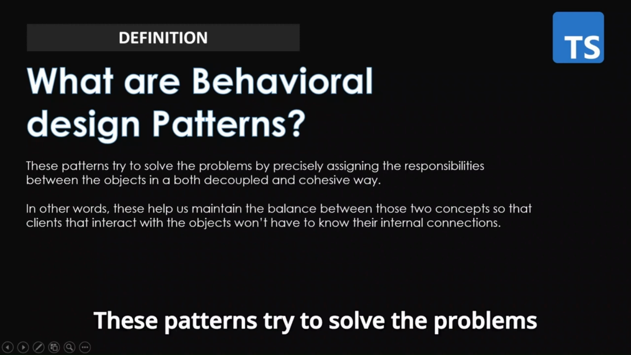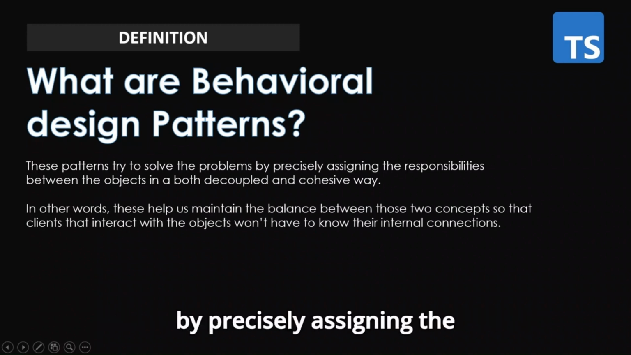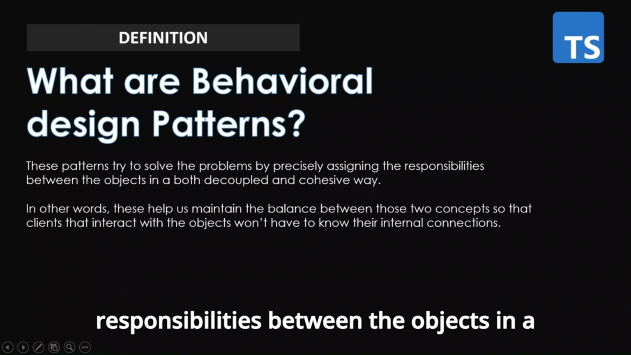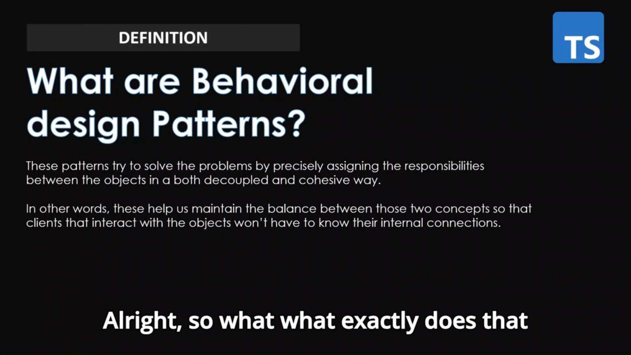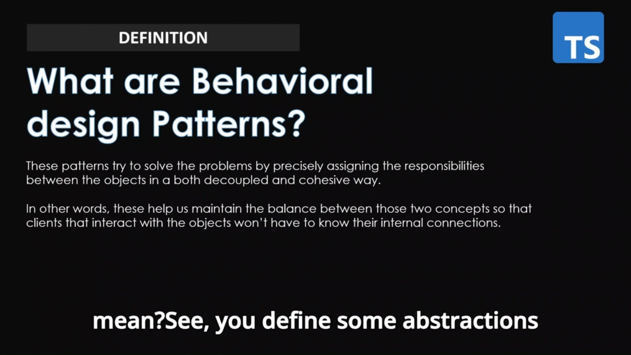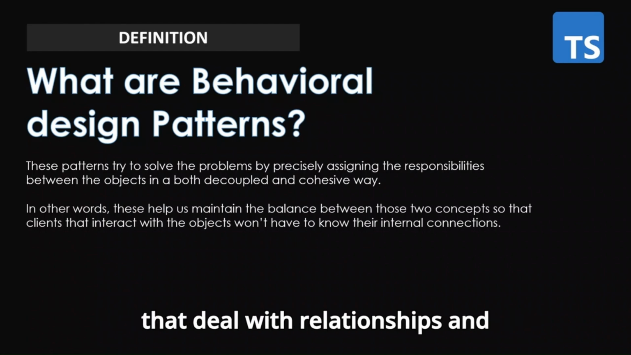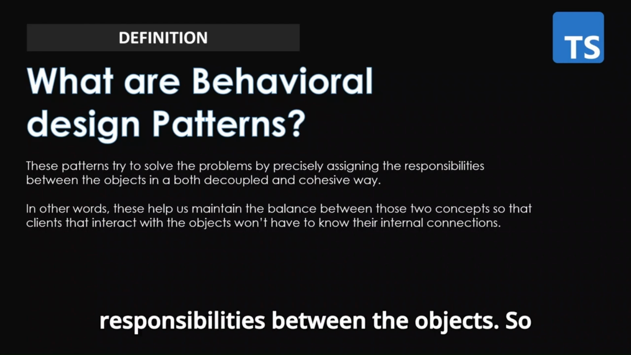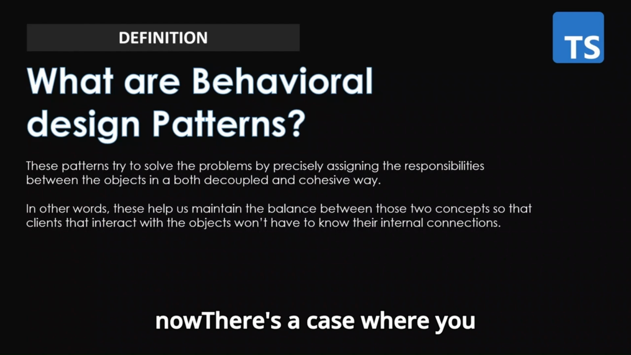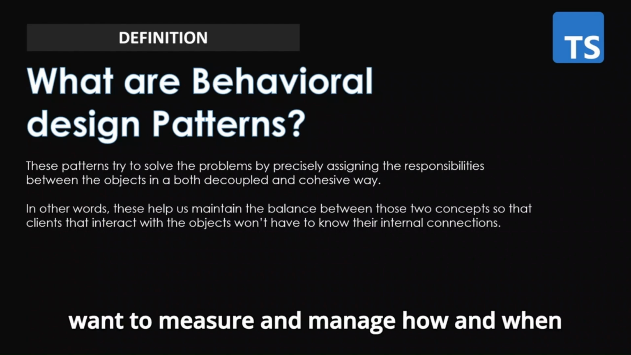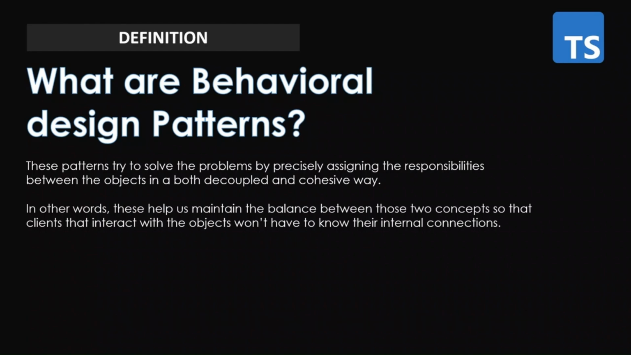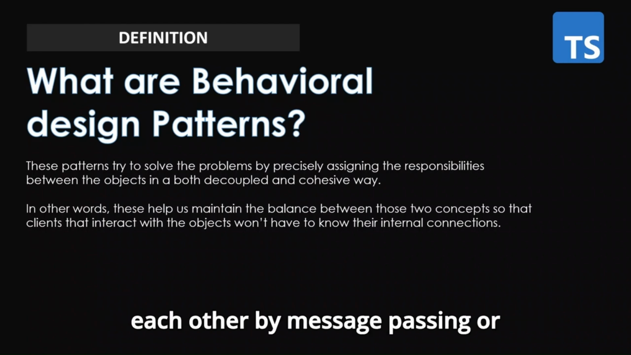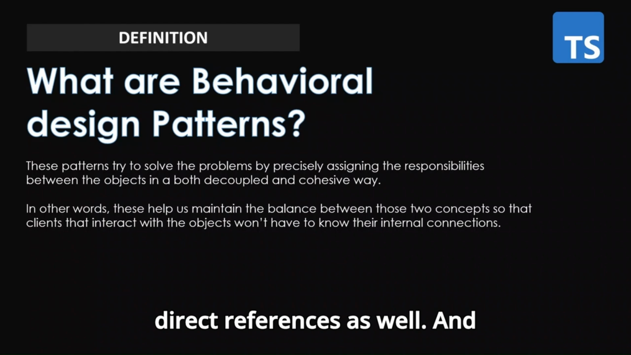These patterns try to solve problems by precisely assigning the responsibilities between the objects in a both decoupled and cohesive way. Alright, so what exactly does that mean? See, you define some abstractions that deal with relationships and responsibilities between the objects. So now there is a case where you want to measure and manage how and when two or more objects can communicate with each other by message passing or direct references as well.